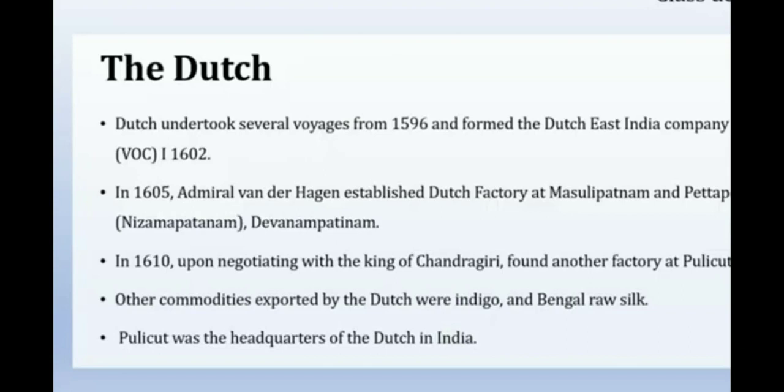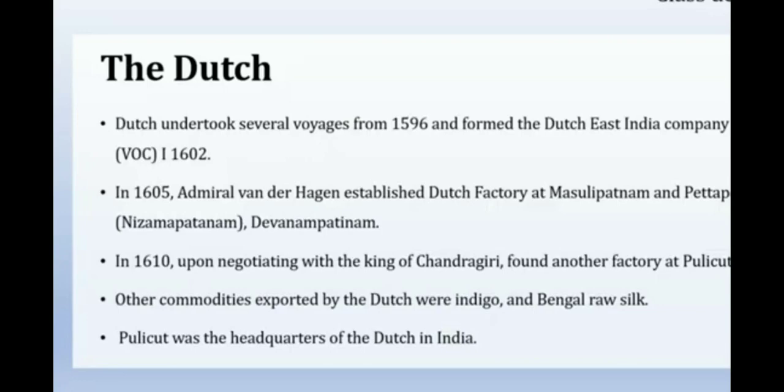Next, the commodities exported by the Dutch from our country to their country were indigo and Bengal raw silk. Like the Portuguese, they also kept Pulicat as their headquarters. Which was the headquarters of the Portuguese? Cochin was the headquarters of the Portuguese.